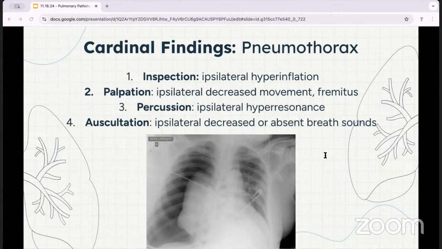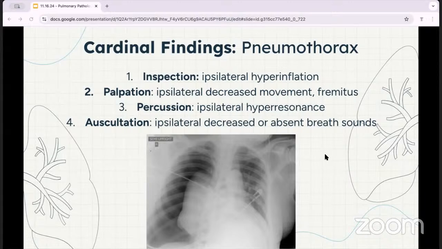And on percussion, it could reveal a hyperresonant sound on the affected side. This is due to the extra air, of course, in the pleural space. And when listening with a stethoscope during auscultation, you'll find decreased or absent breath sounds on the affected side, since the lung isn't expanding and air isn't moving through the airways.